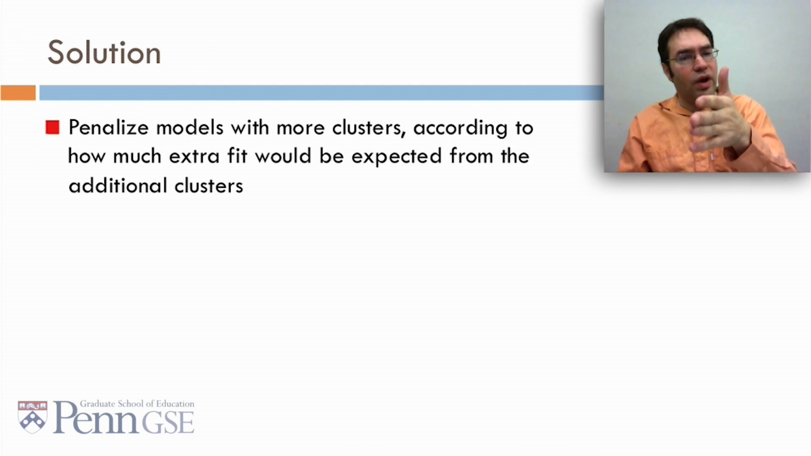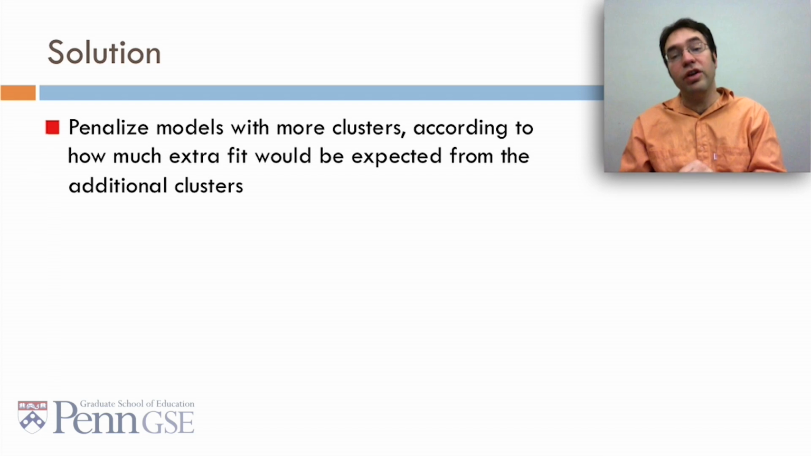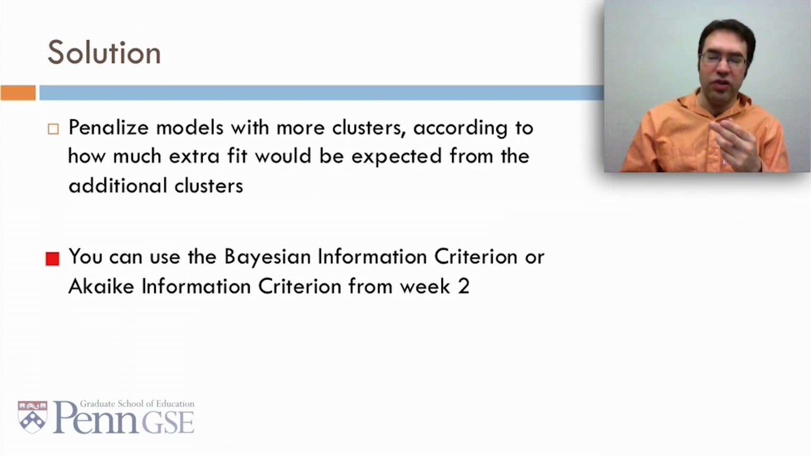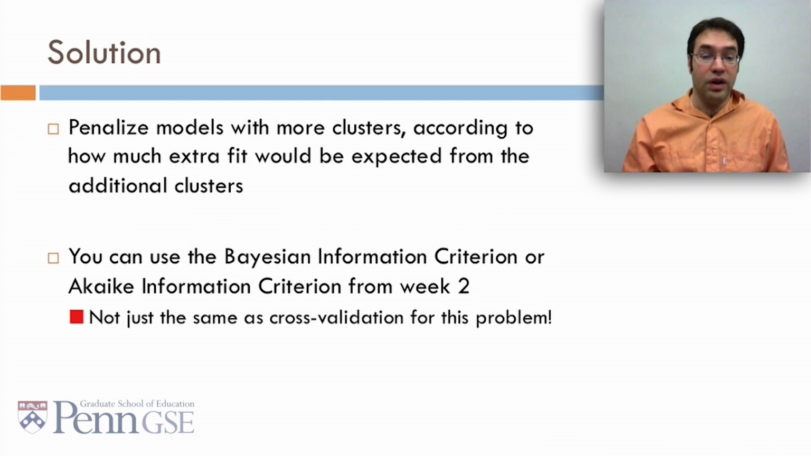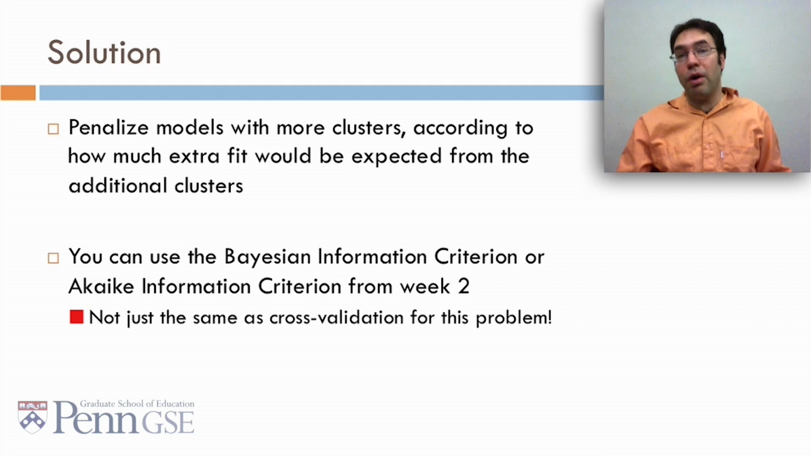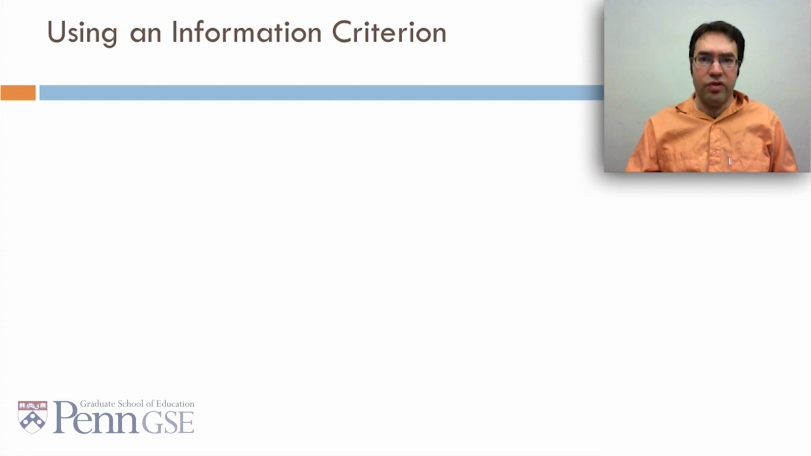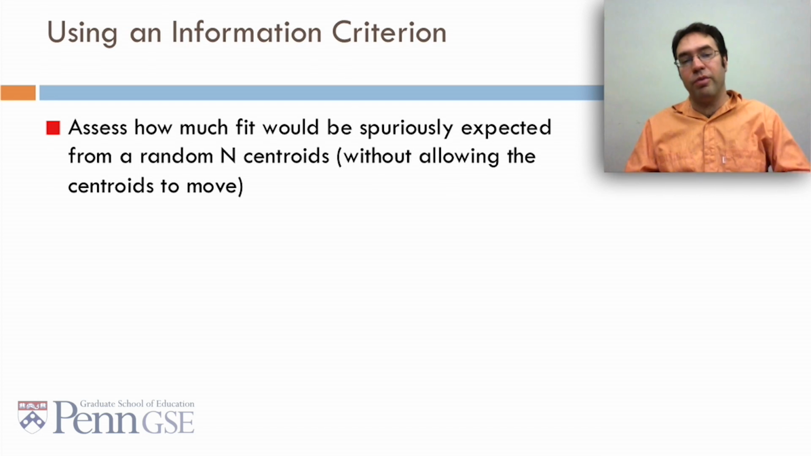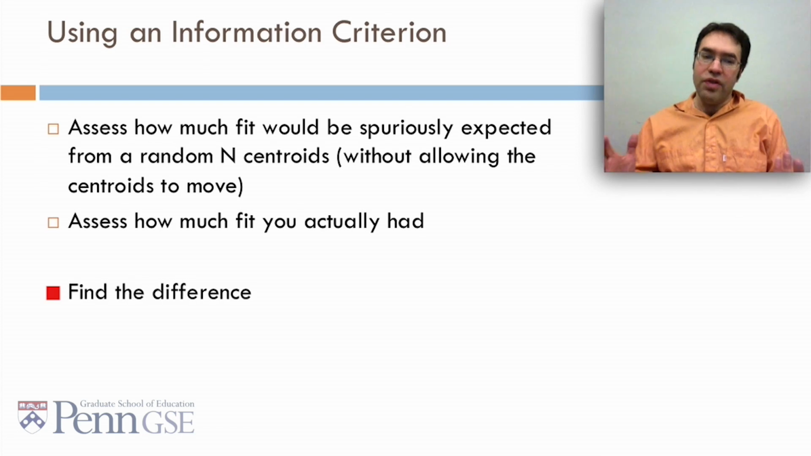So the solution is, rather than using cross-validation, penalize models with more clusters according to how much extra fit you'd expect from the additional clusters. And you can use the Bayesian information criterion or the Akaike information criterion from week 2 to do this. It's not the same as cross-validation for this problem because of what we just talked about. So how exactly do you use an information criterion for this? Well, first you assess how much fit would be spuriously expected from a random n centroids without allowing the centroids to move. And then you assess how much fit you actually had. And then you find the difference.